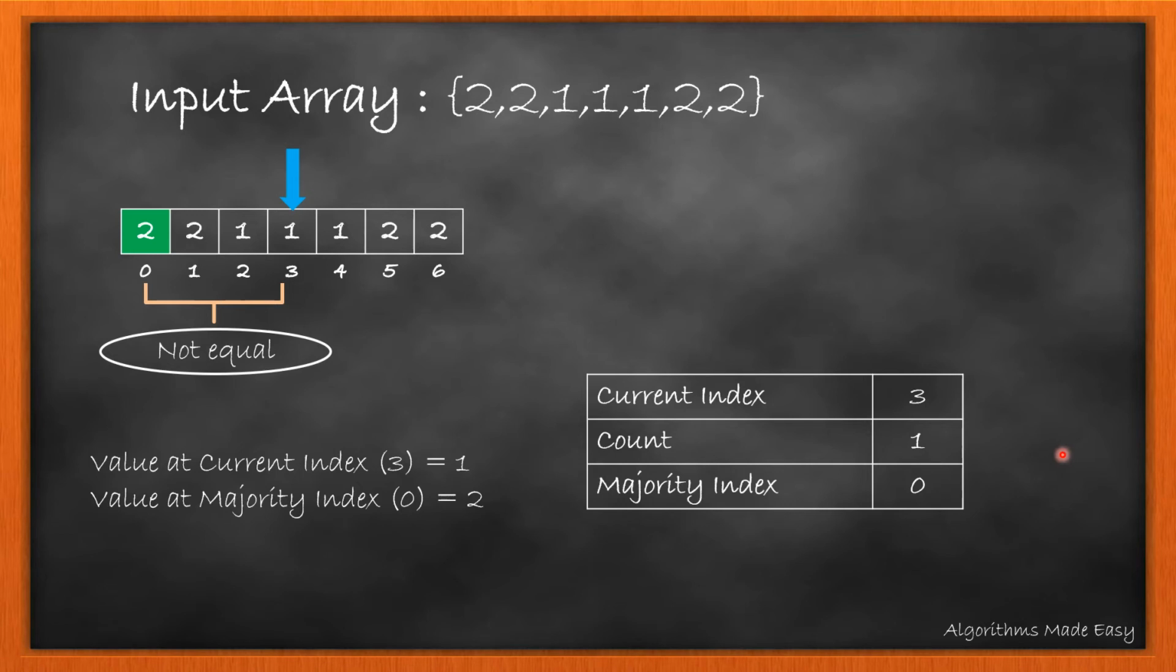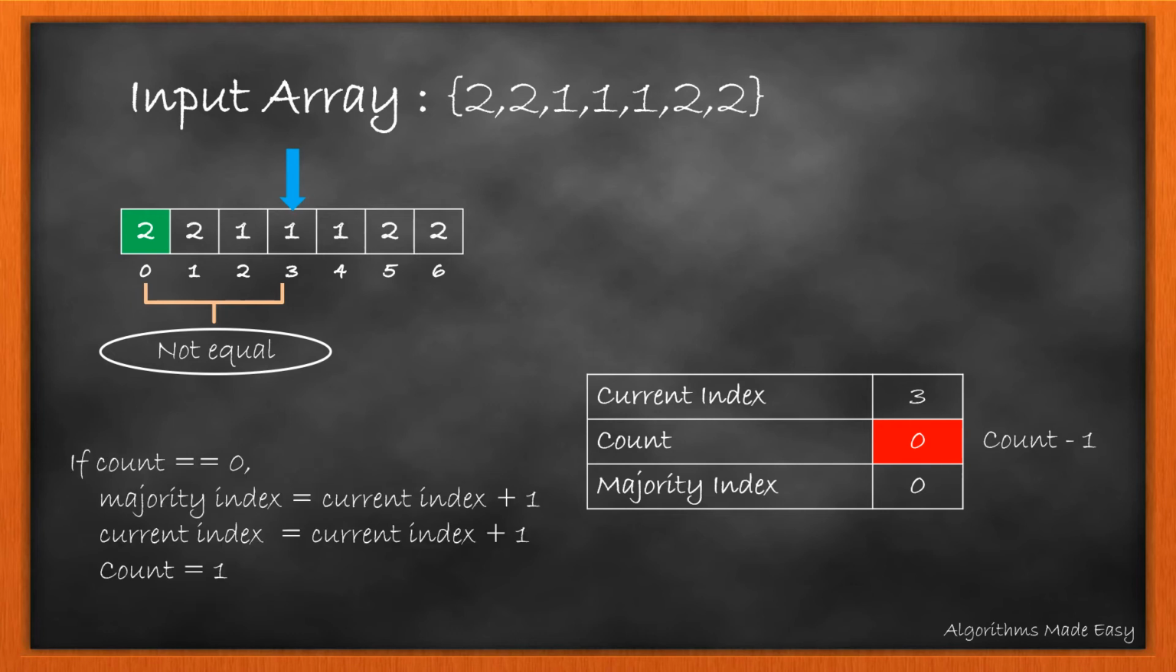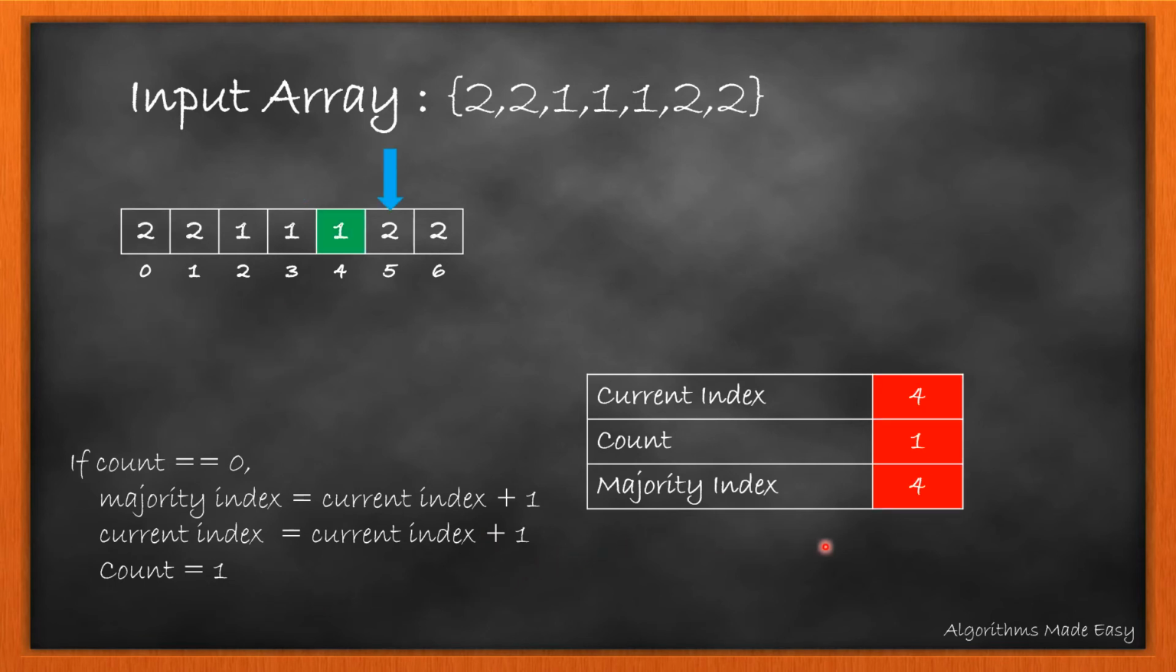Current index is now 3. We again check if the value at current and majority index are equal or not. As they are not, we decrement the count again. Now the count becomes 0. As the count becomes 0, our other if condition gets satisfied and we need to update both majority and current index with current index plus 1 and reset the count to 1.